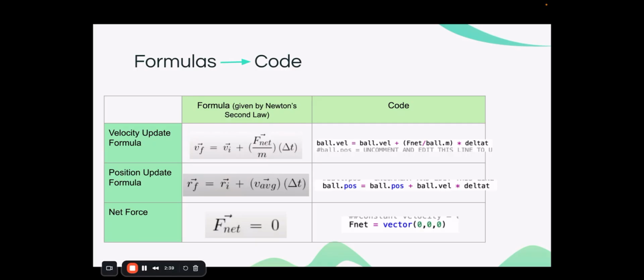Lastly, I had to update the position to ensure that the object wasn't stationary, so I used the position update formula to continuously add the velocity multiplied by the time step. This allowed the object in my model to keep moving at the same speed.